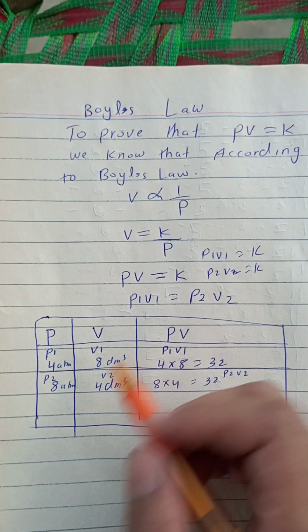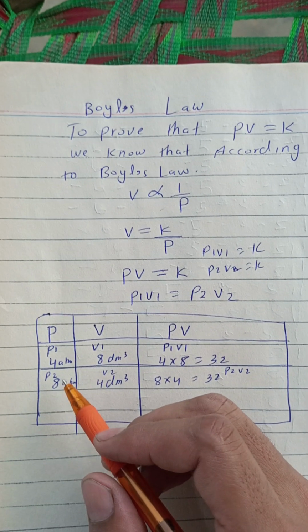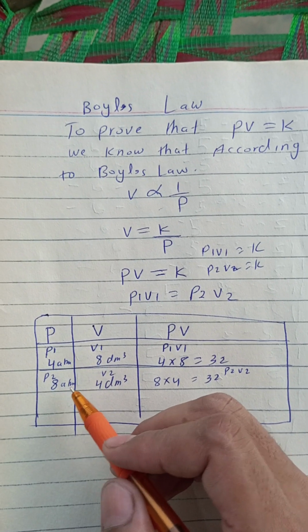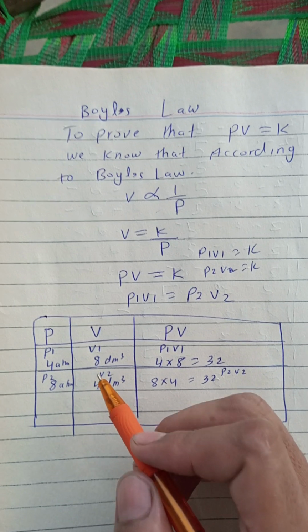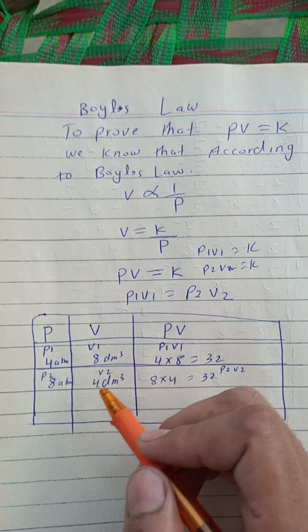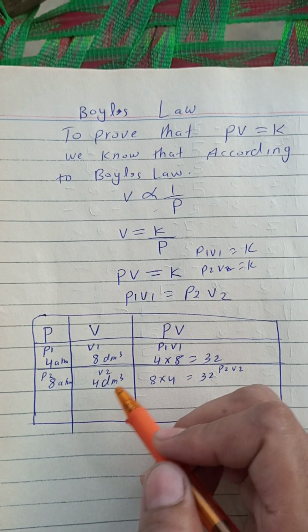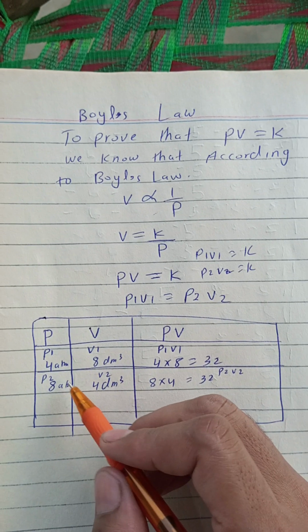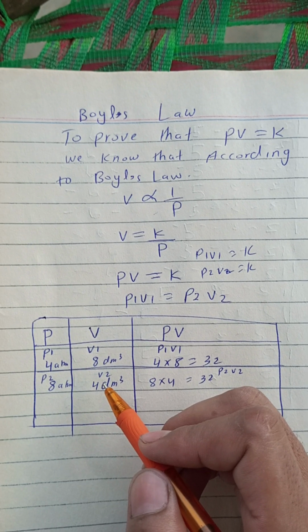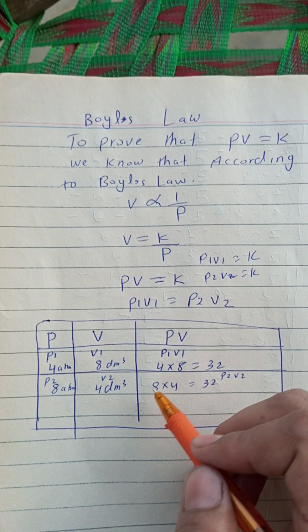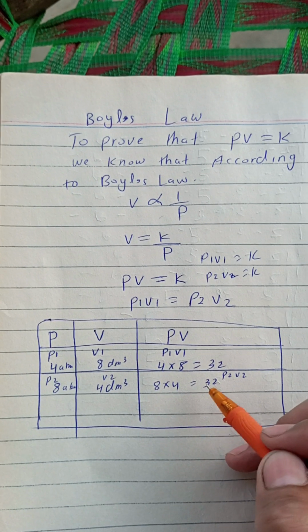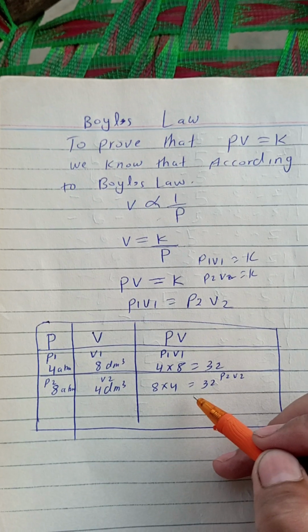Okay, now if we increase the pressure from 4 atmosphere to 8 atmosphere, it means we double the pressure. Then it is clear from Boyle's law that the volume will become half. So the volume will become 4 decimeter cube. When we multiply 8 into 4, we will get 32. So P2 V2 will be equal to 32.